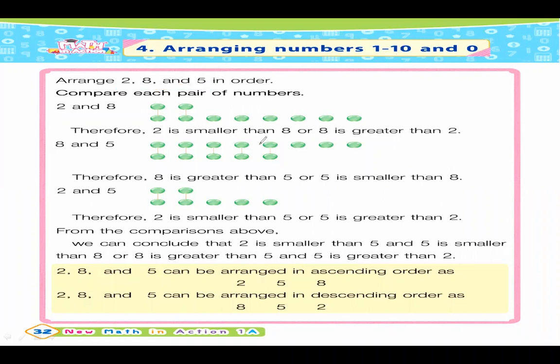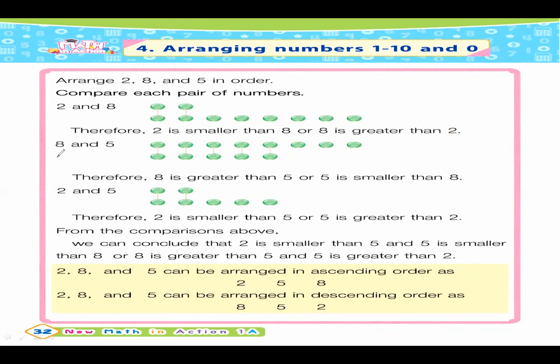We are going to compare each pair of numbers. Let's say 2 and 8. We have here 2 and then 8. 1, 2, 3, 4, 5, 6, 7, 8. Therefore, 2 is smaller than 8, and 8 is greater than 2.